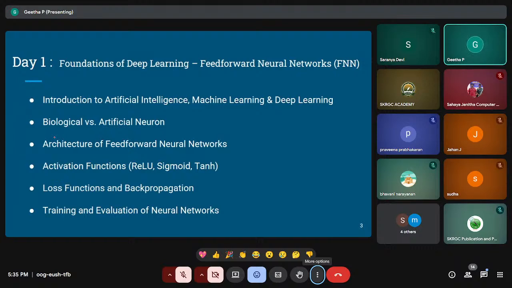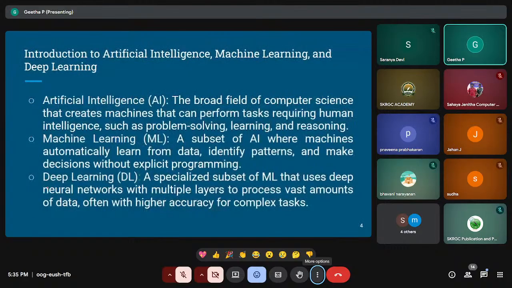We will also discuss the architecture of feed forward neural networks, what activation functions are available in neural networks, what loss functions and back propagation are, and how to train and evaluate the model, and so on. Here we have the introduction to AI, artificial intelligence, machine learning, and deep learning, and how they are related with one another.